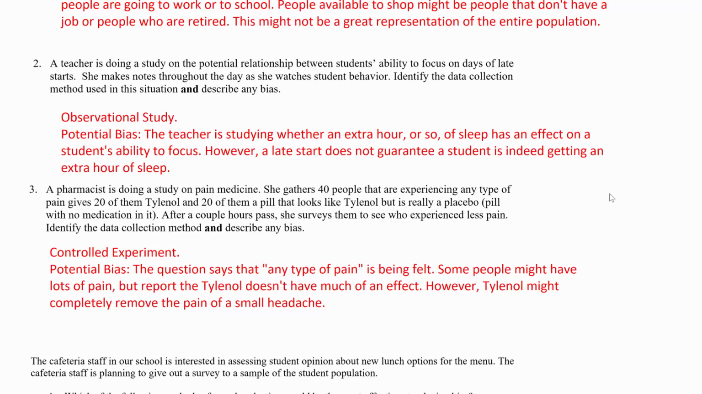In this question, it says that 40 people are experiencing any type of pain. So this could be anything from a minor headache to, you know, maybe, I don't know, they broke their arm or they have a really bad toothache or a really bad migraine. It doesn't really say. So the Tylenol might completely take care of a very small ache. But if someone has a really bad toothache, I doubt that that Tylenol is going to have much of an effect. So that's potential bias. Otherwise, controlled experiments, as long as they're well thought out, usually don't have as much bias as maybe some other types of data collection methods.